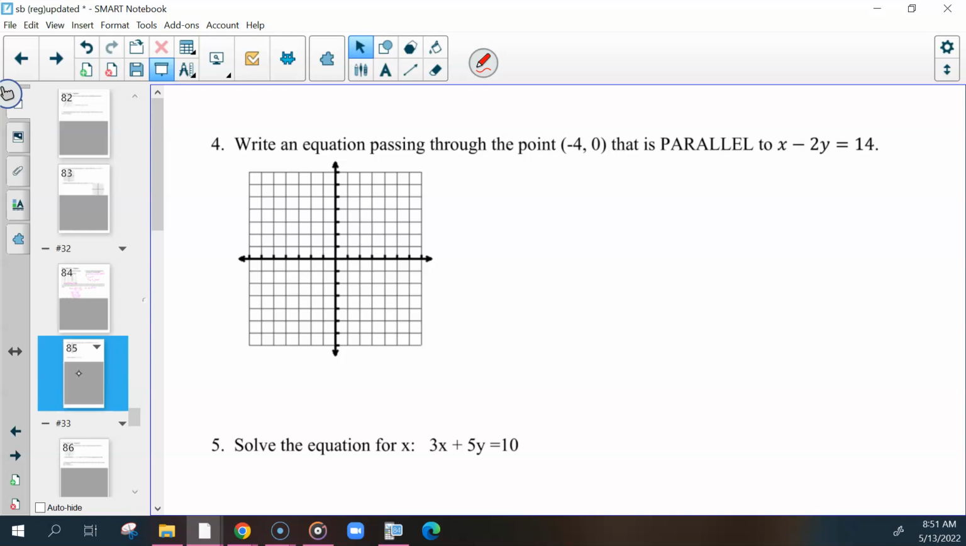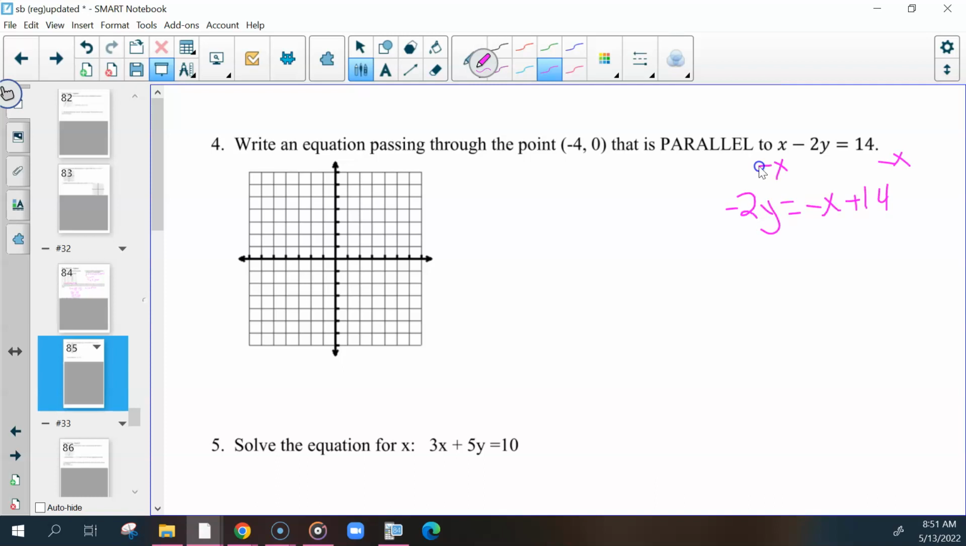For number 4, the easiest way we could have done this is to solve this so that it's in slope-intercept form. So what would we do to solve this? Subtract x on both sides. We have negative 2y equals negative x plus 14, and then divide everything by negative 2. We have y equals positive 1/2 x minus 7.